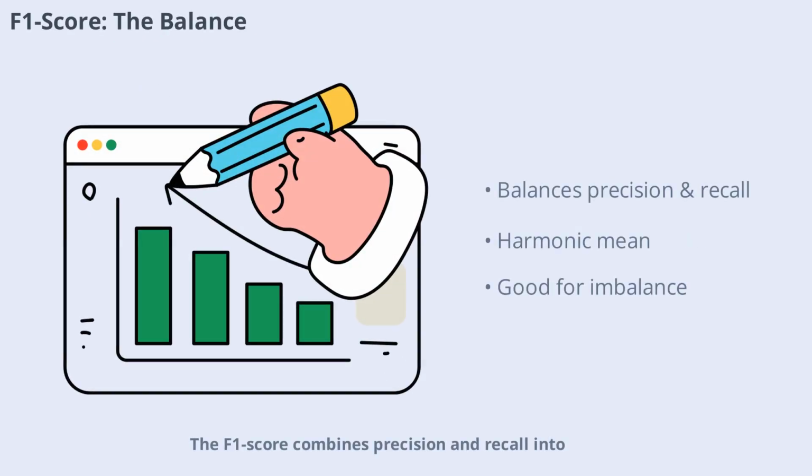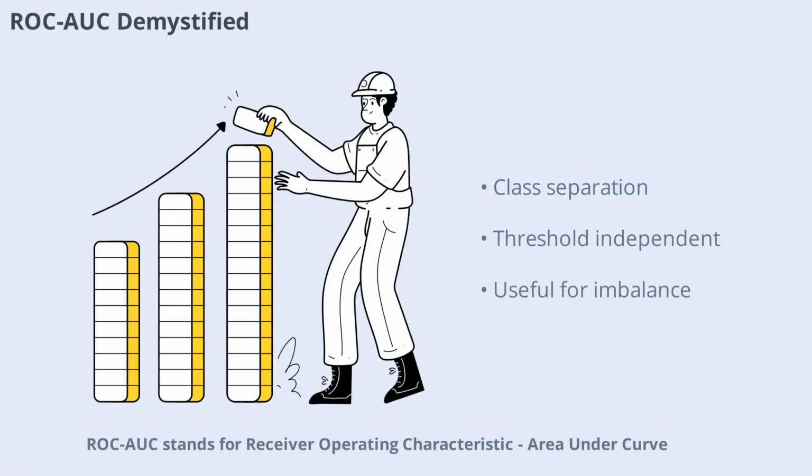F1 score combines precision and recall into a single metric by taking their harmonic mean. It's especially useful when you need a balance between precision and recall, and when the class distribution is uneven. The F1 score penalizes extreme values, so a model with high precision but low recall, or vice versa, will have a lower F1 score. This makes it a reliable metric for many real-world classification problems where both false positives and false negatives matter.